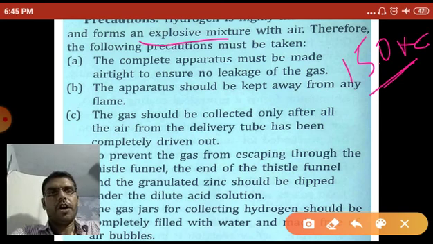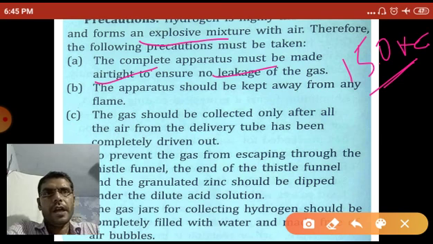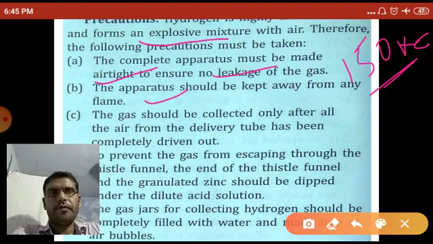First, all the apparatus should be airtight. It should be ensured that there is no leakage of the gas. The apparatus should be kept away from any type of flame or burner. And gas should be collected only after all the air from the delivery tubes has been completely driven out.